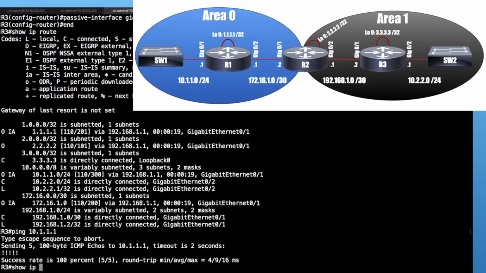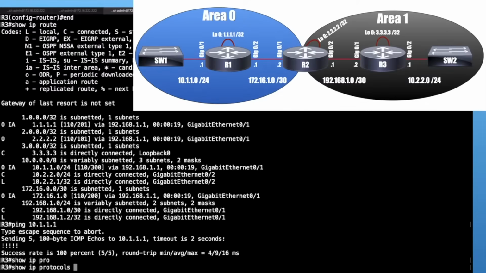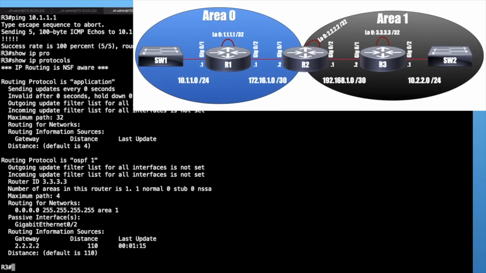Here's another great troubleshooting command you might want to jot down. Show IP protocols gives me a lot of detailed information about how my routing protocols are configured. It says that here's my router ID. I didn't set the router ID, so it went with my loopback interfaces we talked about. And it says I'm routing for everybody that falls within this address space, which is everybody. And here is my passive interface.